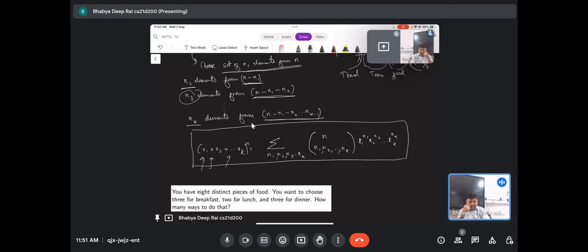But here, what if you have several terms? Then we work with what is called the multinomial expansion. The multinomial expansion is straightforward. It's a generalization of the binomial expansion.